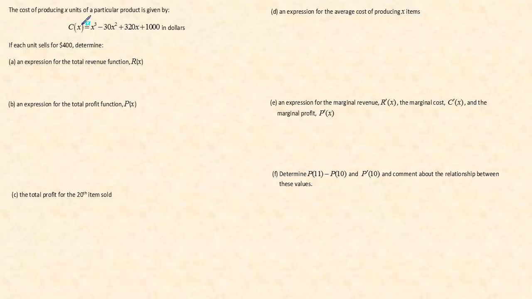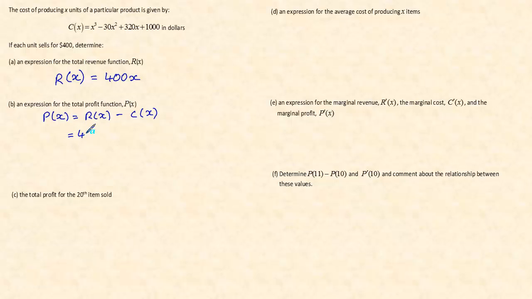The cost of producing X units of a particular product is given by this expression here, and each unit sells for $400. So we want an expression for the total revenue function. R of X means that we've sold X items, and each item has sold for $400. So that's going to be 400X.